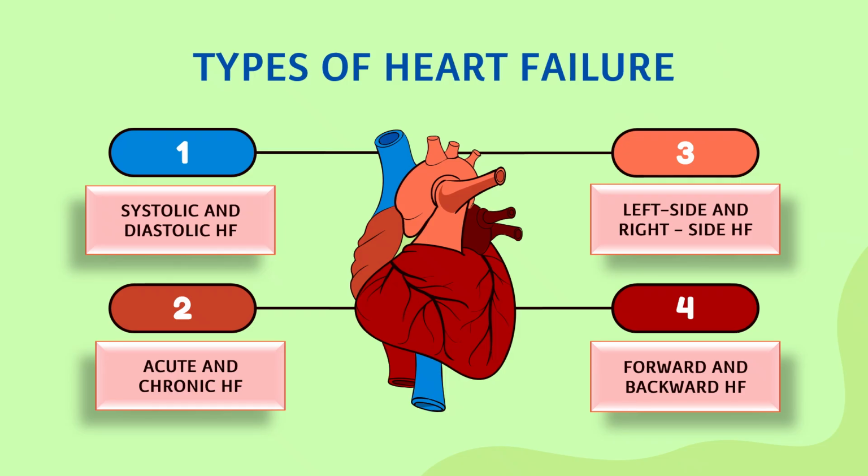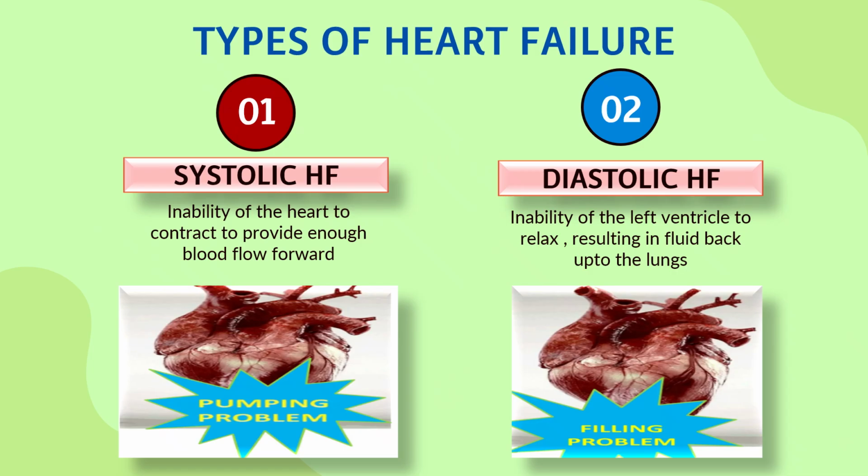Now, there are basically four types. We classify them into four types: systolic and diastolic heart failure, left-sided and right-sided heart failure, which you will more commonly know, acute and chronic heart failure, and forward and backward heart failure. Let's go through them in detail.